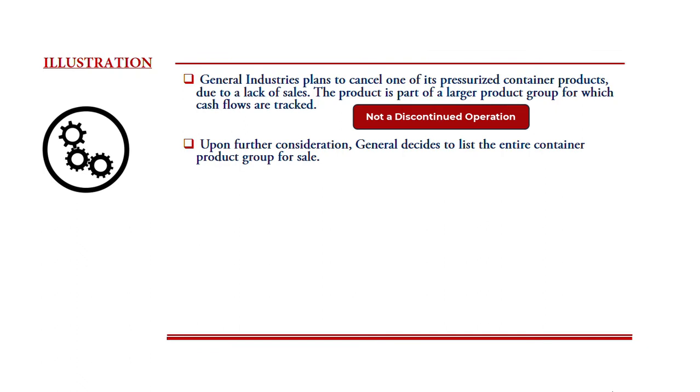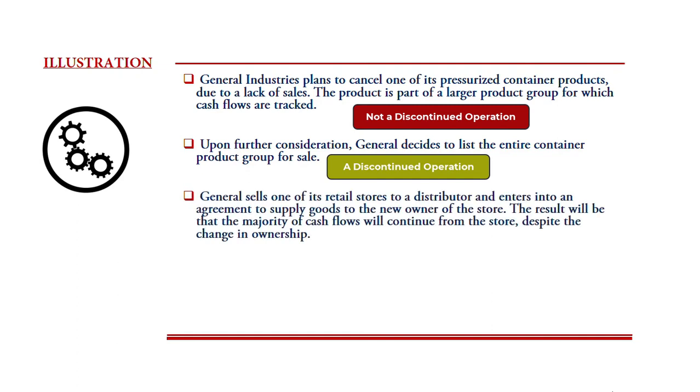Secondly, upon further consideration, General decides to list the entire container product group for sale. So, since cash flows are associated with this larger group and it is tracked at that point together, General should classify it as a discontinued operation.